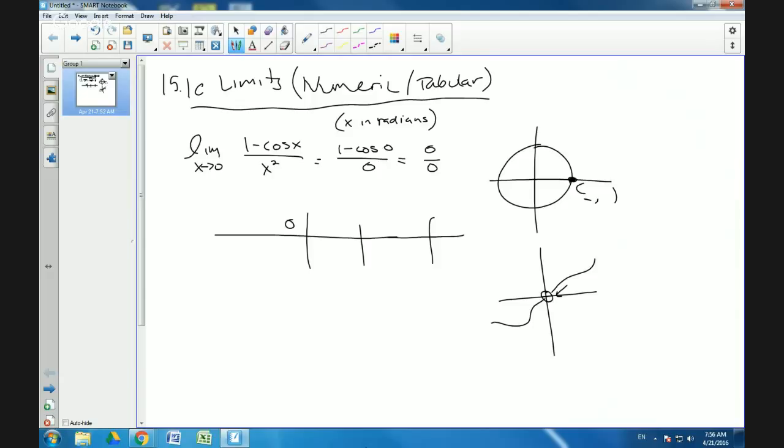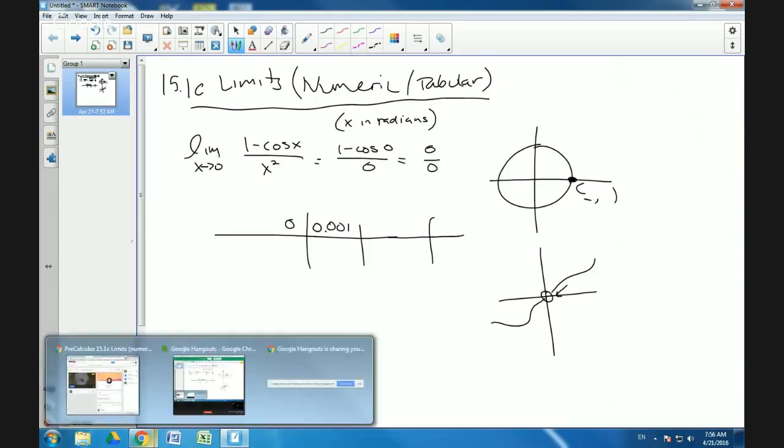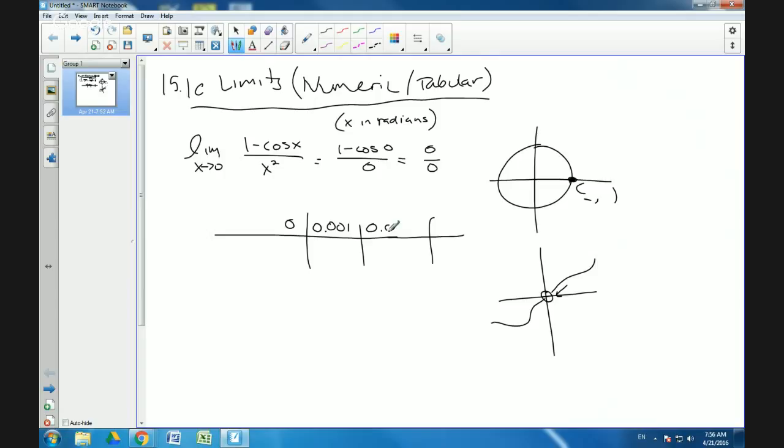What's a number really close to 0 from the right? What's a number kind of close? And then a number a little farther away. So you can see we're starting out a little farther away and moving closer and closer to 0 from the right, correct? What are the numbers on the left going to be? So if we're coming from the left, is that what you said? I heard mumbling.